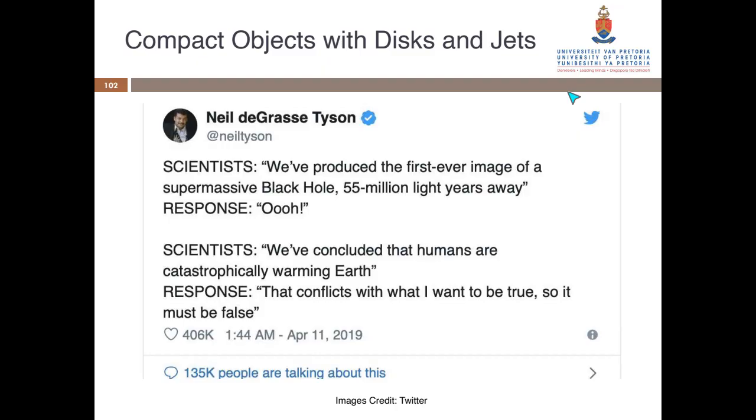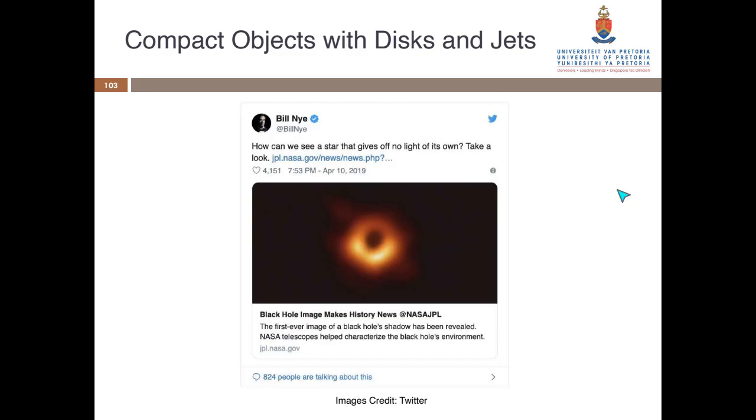Neil deGrasse Tyson tweeted, "Scientists, we've produced the first ever image of a supermassive black hole 55 million light years away." In response is, "Ooh, scientists, we have concluded that humans are catastrophically warming Earth." And the response is, "That conflicts with what I want to be true, so it must be false." Bill Nye tweeted, "How can we see a star that gives us no light of its own? Take a look."